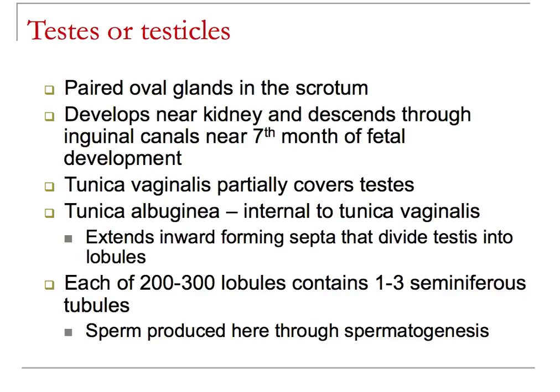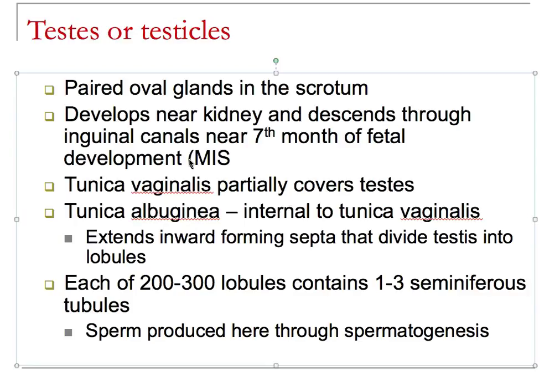Okay, so I told you a moment ago that they're paired ovular glands, and I never said that they were ovular, but it doesn't really matter. They develop near the kidney, and they descend through the inguinal canals at roughly the 7th month. And this is where we actually put in the MIS again, because without the MIS, what wouldn't you develop? You wouldn't develop an external ductal system.